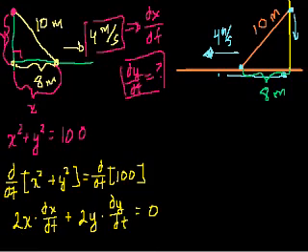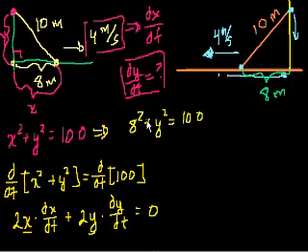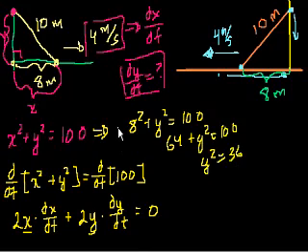And what do we know? We know x, right? X, at this point in time, is 8 meters. We know the change of x with respect to time is 4 meters per second. Do we know y? Well, I think we do. When x is 8, what is y? We could just use this formula right here. We have 8 squared plus y squared is equal to 100. So 64 plus y squared is equal to 100, or y squared is equal to 36. So y is plus or minus 6, but we're only dealing with positive values, at least in this example. So y is equal to 6.